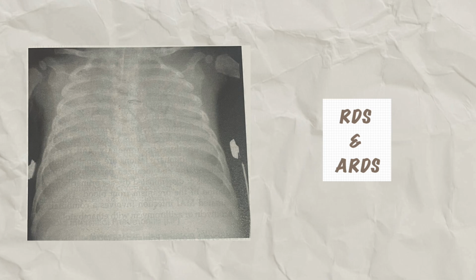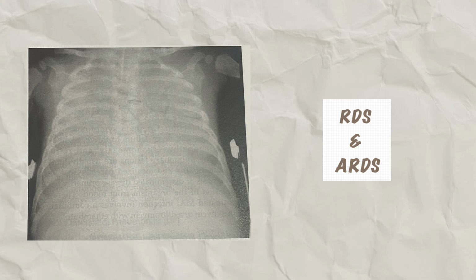RDS is common in neonates of less than 34 weeks of gestation. The overall incidence is 10 to 15% but can be as high as 80% in neonates less than 28 weeks. In addition to prematurity, asphyxia, acidosis, maternal diabetes, and cesarean section can increase the risk of RDS. Etiopathogenesis. Surfactant production starts around 20 weeks of life and peaks at 35 weeks of gestation. Therefore, any neonate less than 35 weeks is prone to develop RDS.